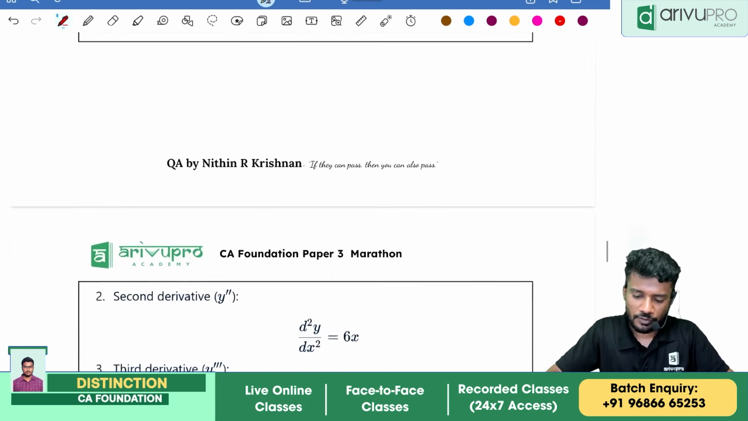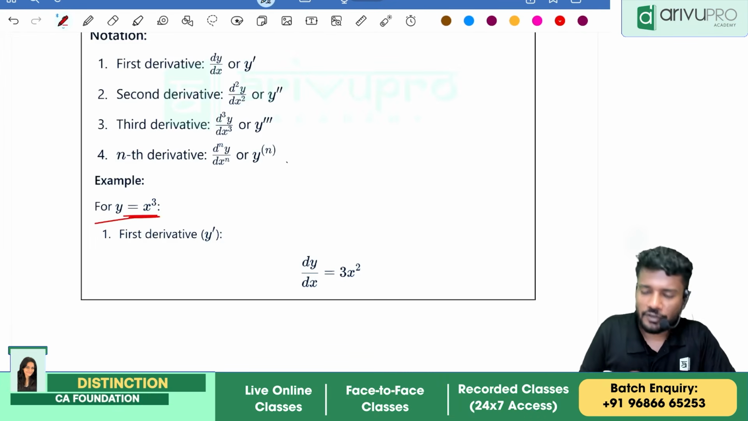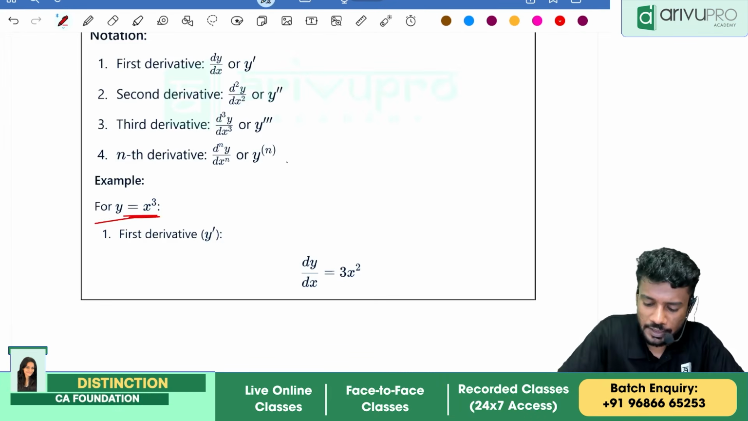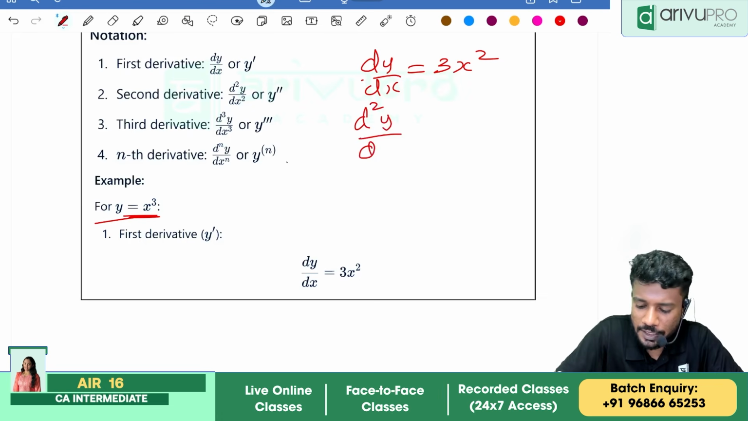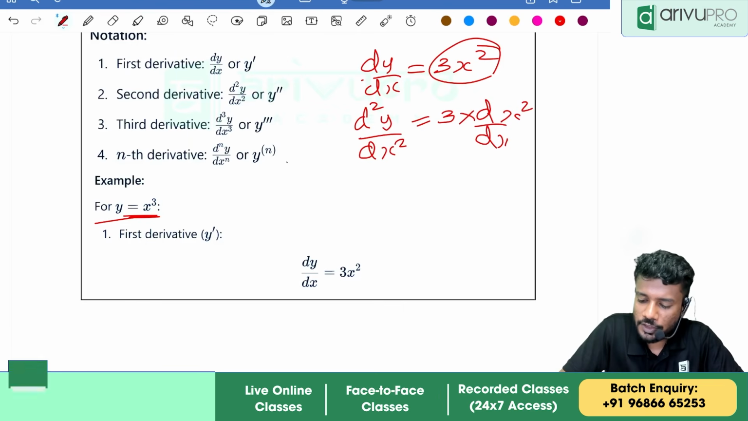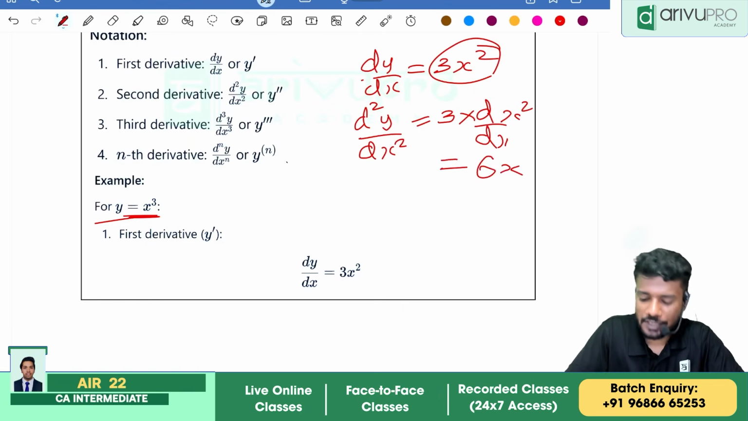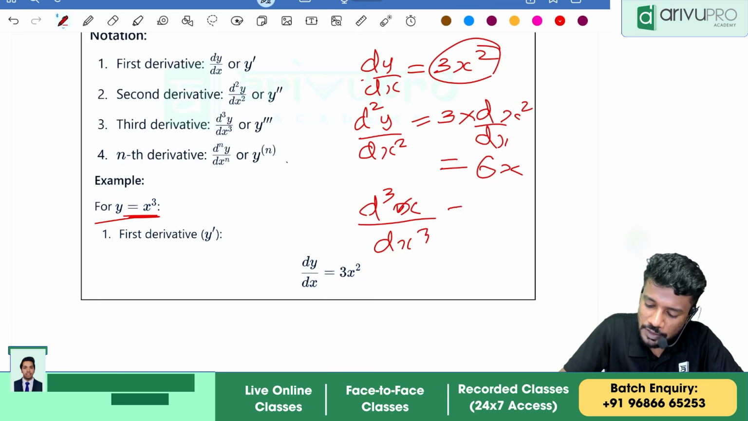Now, what is given here? We'll see this example and go. So, what is the first derivative of x cubed? We will write it as dy by dx of x cube is how much? The 3x square. Then you tell me what is d square y by dx square. Derivative of this, that is nothing but 3 into d by dx of x square. That is nothing but 6x. Then what is d cube y by dx cube?